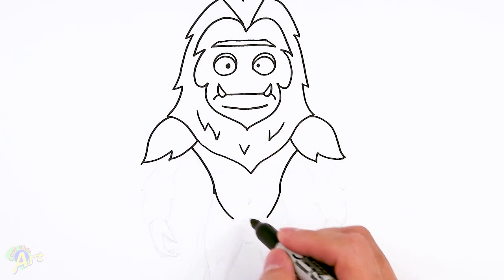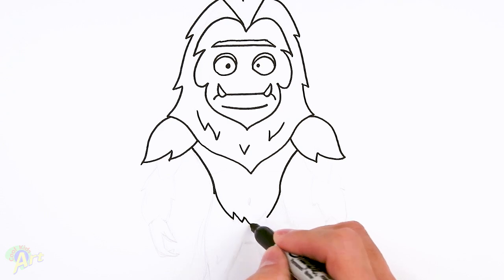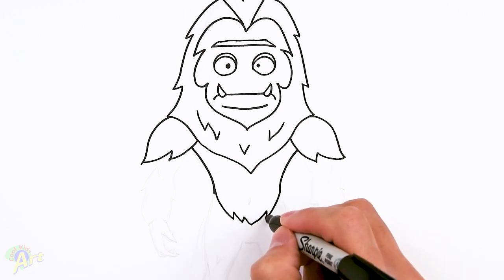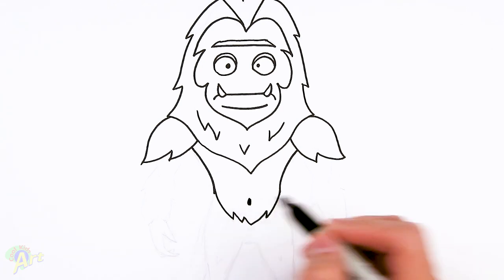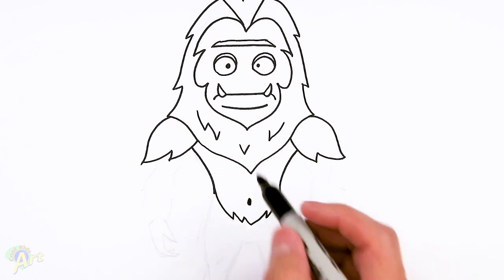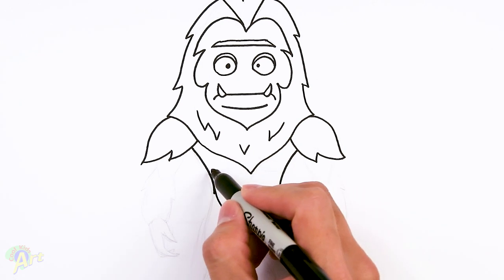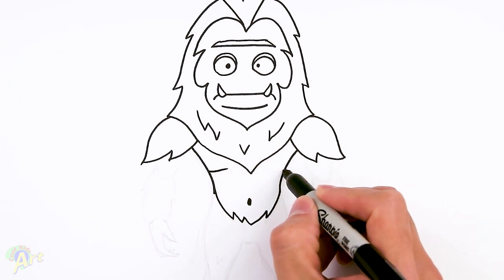And then to close this off, just add a few of these angles for the fur. Okay, and then he's got one big belly button right here. And then let's add a little bit of detail on his chest muscle here. We're just gonna draw a little line like this.